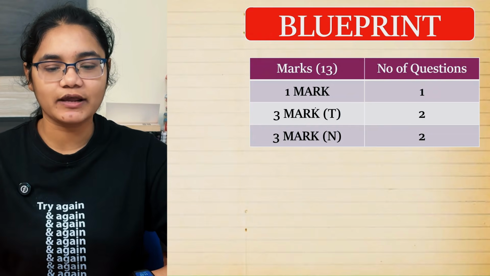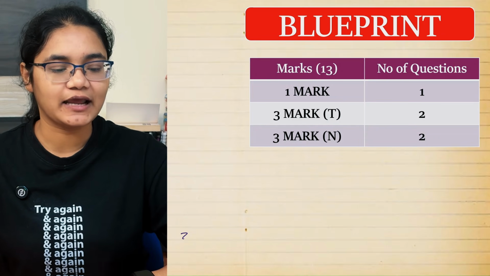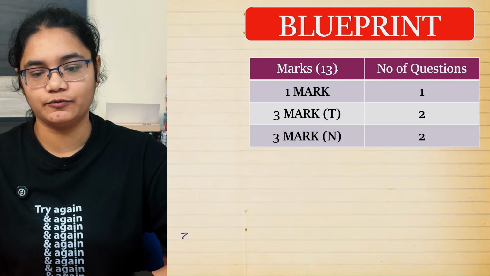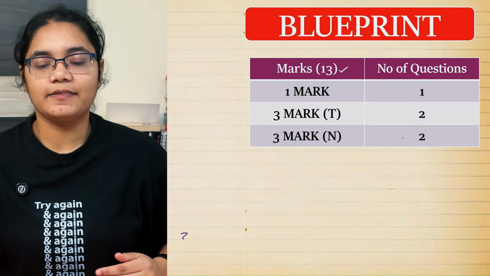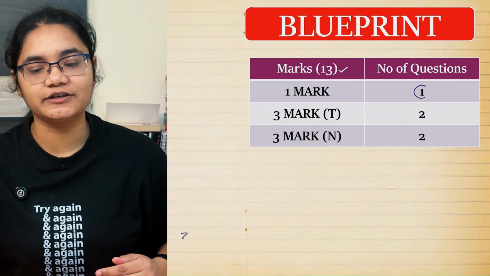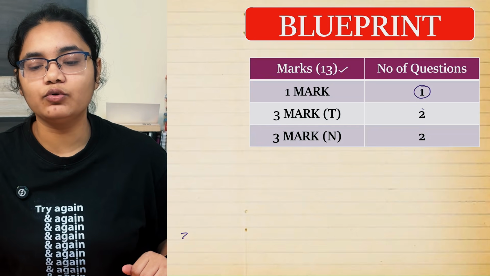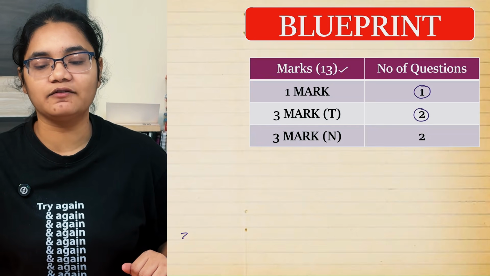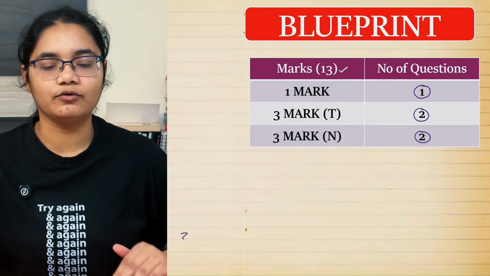Before starting the questions, let's understand the blueprint or the weightage of this chapter. Electrochemistry has a weightage of 13 marks. How is this 13 marks distributed? There will be one one-marker question, either in the form of MCQ or FIB. There will be two theoretical questions and two numerical questions. That is how you have to attempt this.